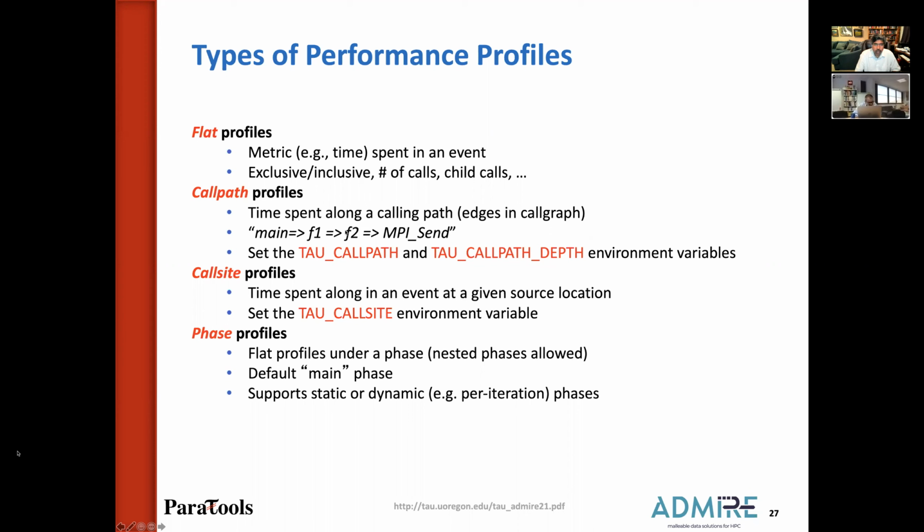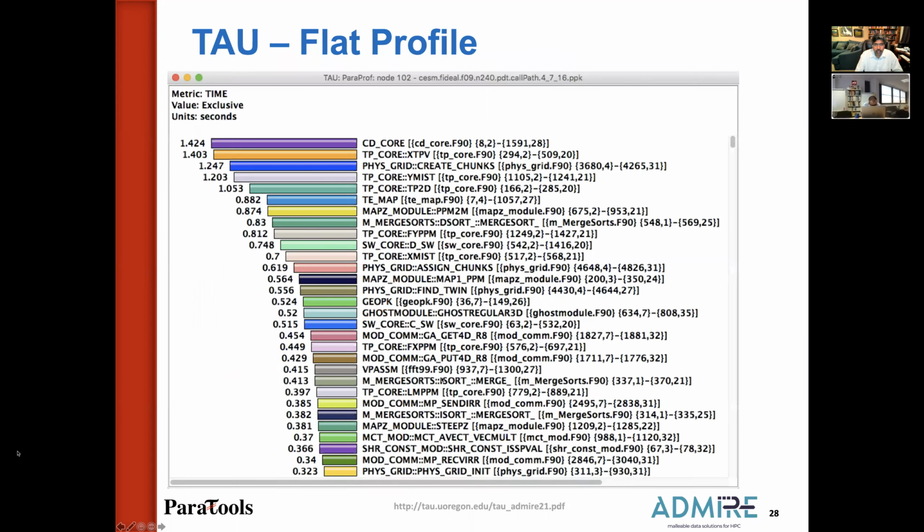But this can only show you the time spent in MPI_Send when it was called through F2 along this edge. It cannot show you which line number in F2 this MPI_Send is located at. To get that, you can turn on TAU_CALLSITE equals 1, and then you would be able to see that at line 12 in function F2, MPI_Send takes, say, 20 seconds, and at line 25, it takes 30 seconds. You can also create phase profiles where you can see flat profiles under a phase, and the default main phase is there. So here is a flat profile where I can see the time spent in different code regions.